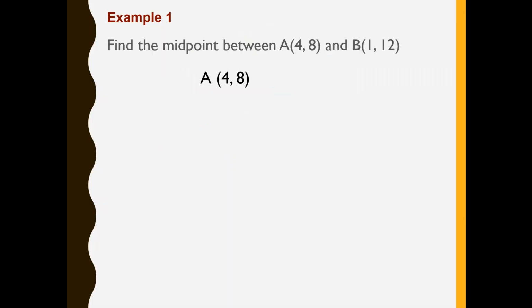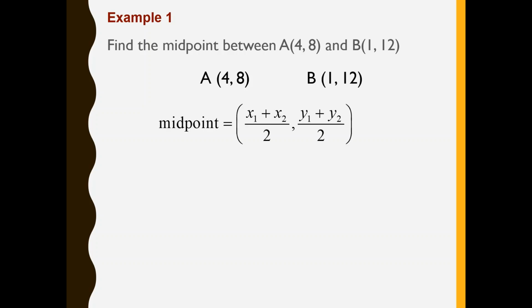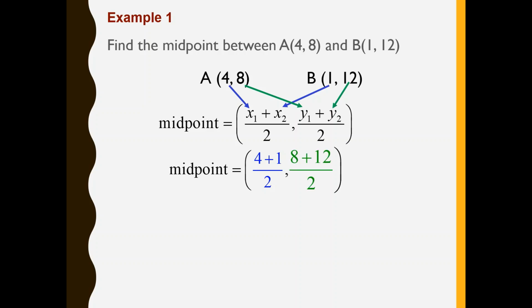Example 1. We've got 2 ordered pairs. Here's the midpoint formula. We're going to sub in the x coordinates, 4 plus 1, and divide by 2. Then we will sub in the y coordinates, 8 plus 12, divide by 2. When we simplify, we get a midpoint of 5/2, 10.